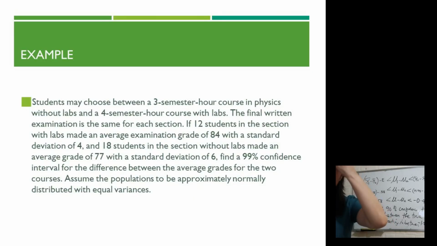Next example. Students may choose between 3 semester hours course in physics without labs and 4 semester hours course with laboratory. The final written examination is the same for each section. If 12 students in the section with labs made an average examination grade of 84 with a standard deviation of 4, and the 18 students in the section without laboratory made an average grade of 77 with a standard deviation of 6, find the 99% confidence interval, assuming the populations to be approximately normally distributed with equal variances.